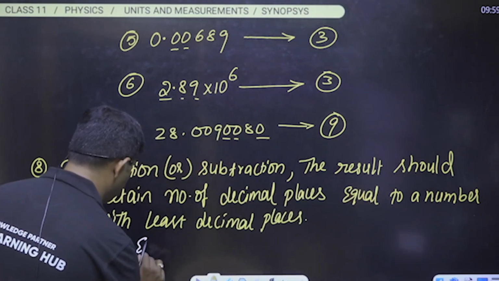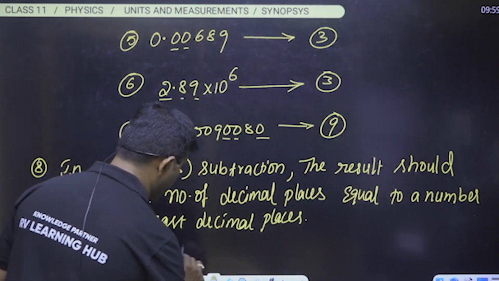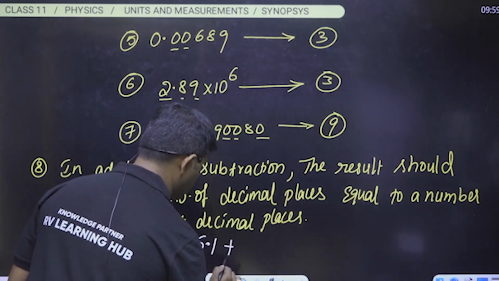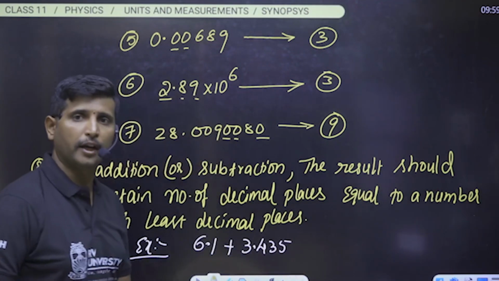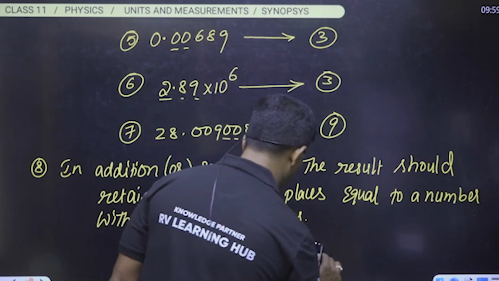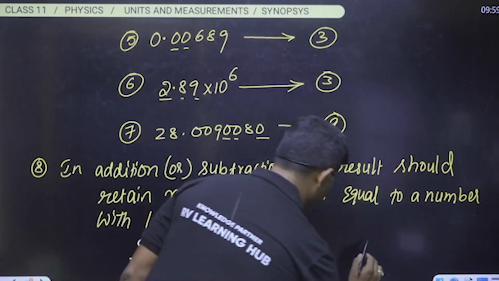So, for example, whenever we add 6.1 plus 3.435, then how much will we get? So please check it here.